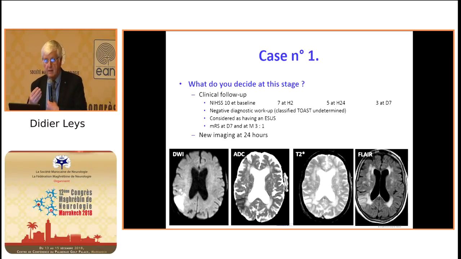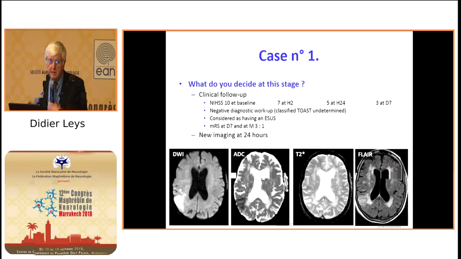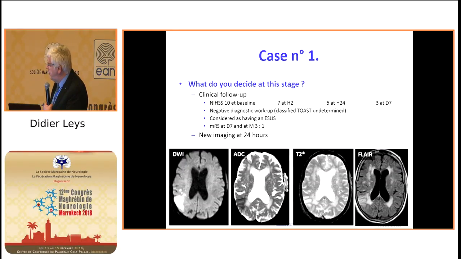If we have worsening on the NIH of at least 4 points, in this case we need a new scan, CT or MRI. At this stage we performed a diagnostic workup to classify the stroke: dissection, or an ESUS. And at day 7 she left. And at 3 months, the modified Rankin scale was 1. It was already 1 at day 7, so she recovered quite quickly.